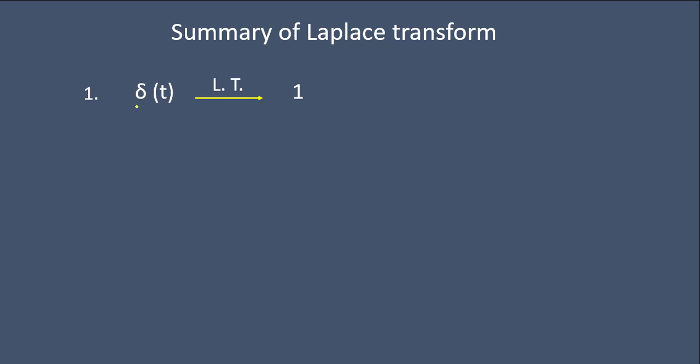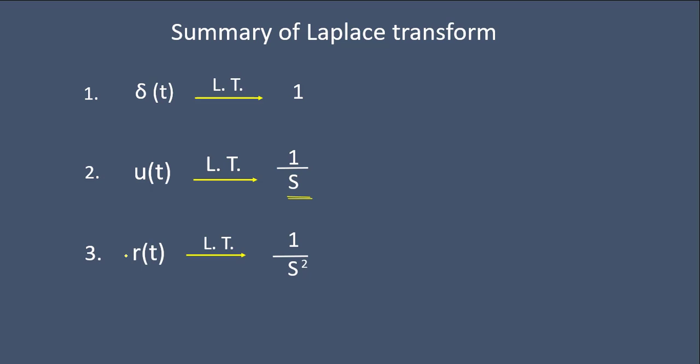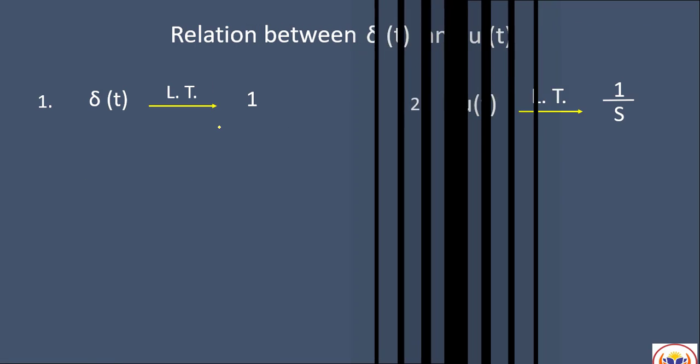We saw that the Laplace transform of an impulse signal, del of t, is 1. The Laplace transform of a step signal, u of t, is 1 by s. The Laplace transform of the ramp signal r of t, also represented as t u(t), is 1 by s square. So these are a few basic signals and their Laplace transforms. Now let us find some interesting relations between these signals.